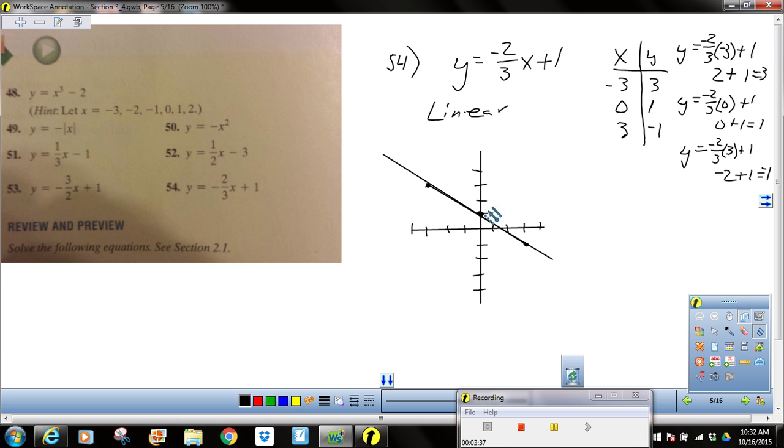See, if we had started at 1, as I move over 1, this would have dropped 2/3, which is hard to differentiate because it's not on a grid point, so we could have gone down 2 over 3, would have got the exact same points.